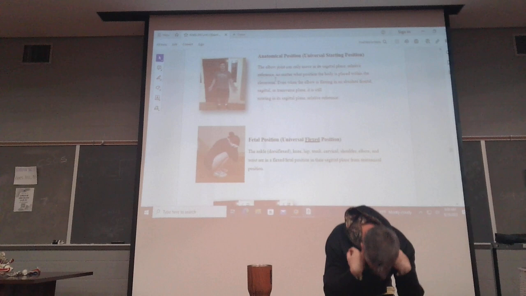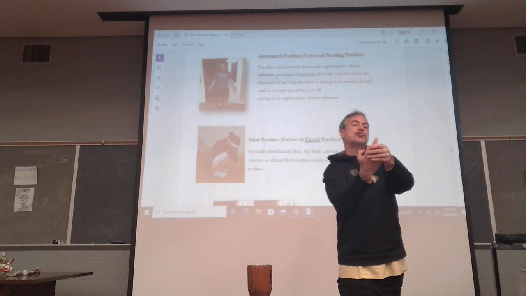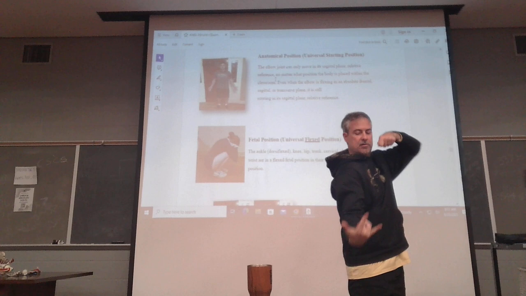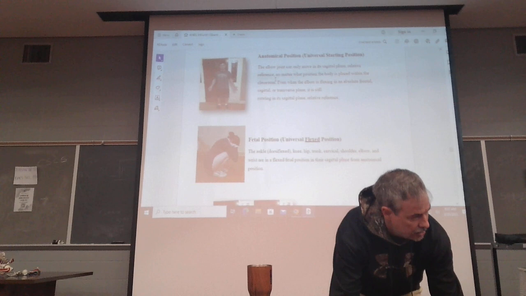Take a rope, string, finger flexion. We could go more, not going to be on the test, but distal interphalangeal, proximal interphalangeal, metacarpophalangeal, wrist flexion. So finger flexion, wrist flexion, elbow flexion, shoulder flexion. Cervical flexion, trunk flexion, hip flexion, knee flexion, dorsiflexion.